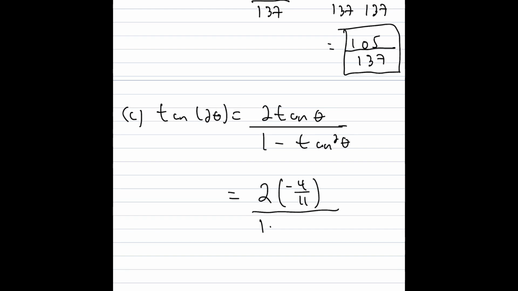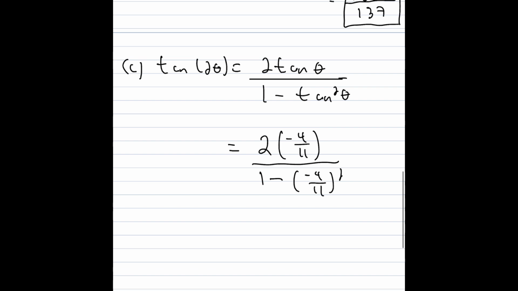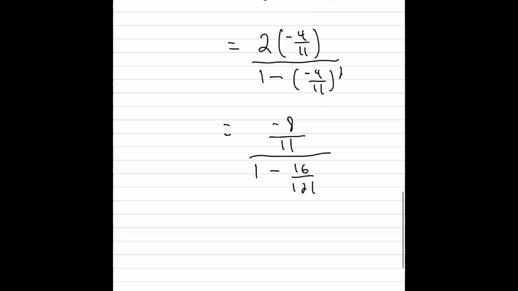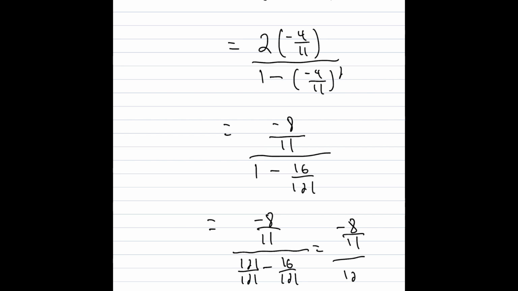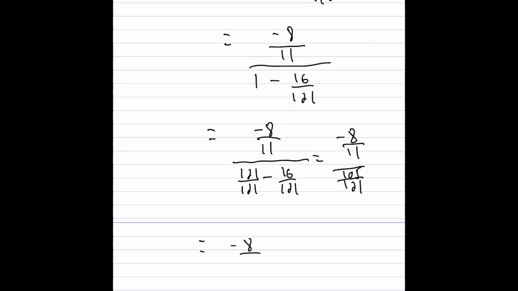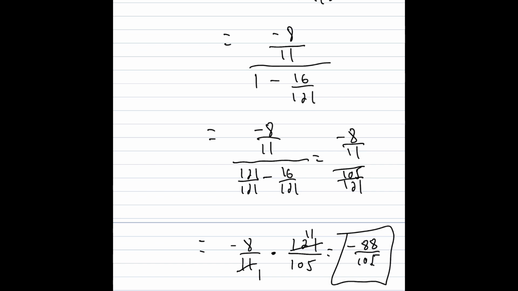So 2 times minus 4/11 over 1 minus negative 4/11 squared. So you would get negative 8/11 all over 1 minus 16 over 121. And you get negative 8/11 divided by 121 over 121 minus 16 over 121, and 121 minus 16 would be 105. So you get negative 8/11 times, I'm going to flip this fraction around, 121 over 105. So this goes in 11 times, and you would get negative 88 over 105 for your tangent of 2 theta using the identity.